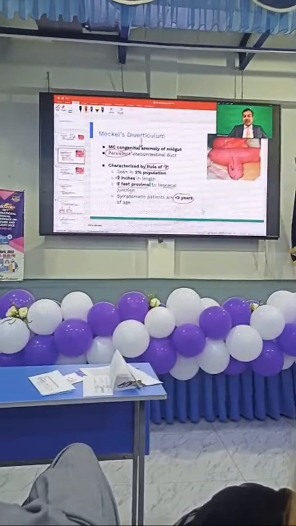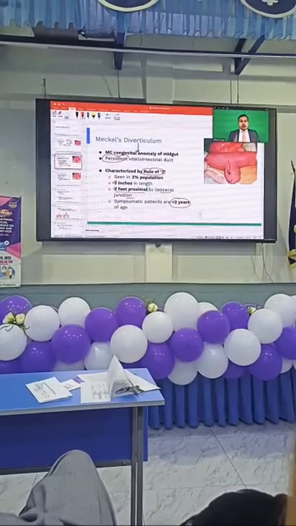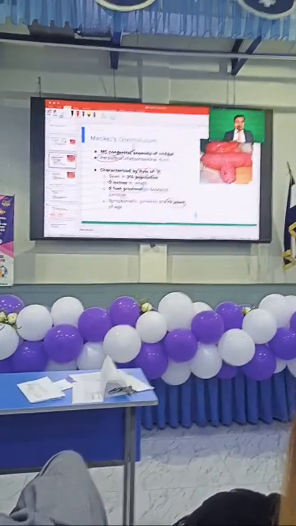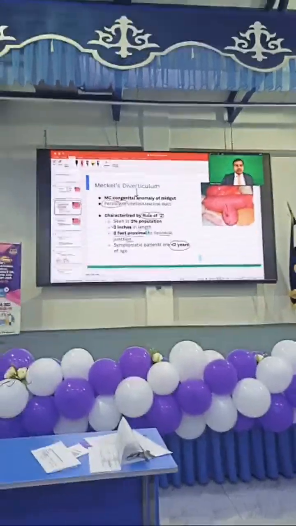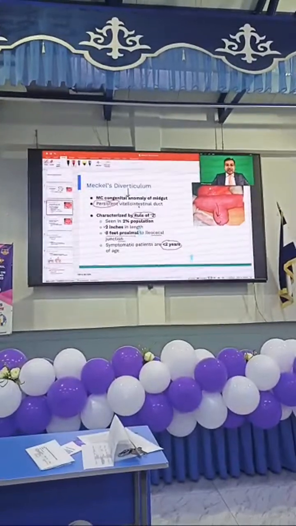So if a patient has appendicitis and on exploration the appendix looks normal, we have to look at the small bowel. We have to check the small bowel 2 feet proximal to the IC junction, and rule out the presence of Meckel's diverticulum. Clear, guys?